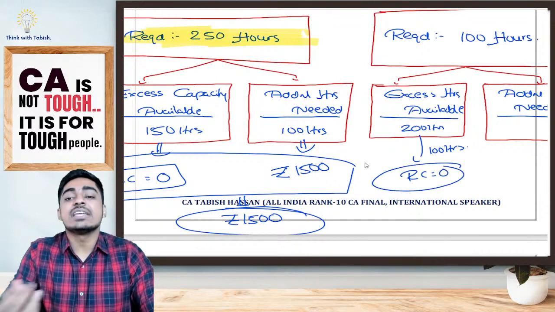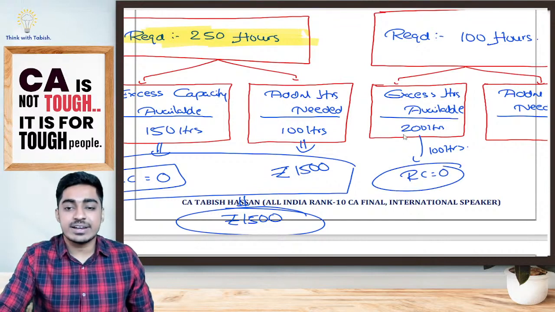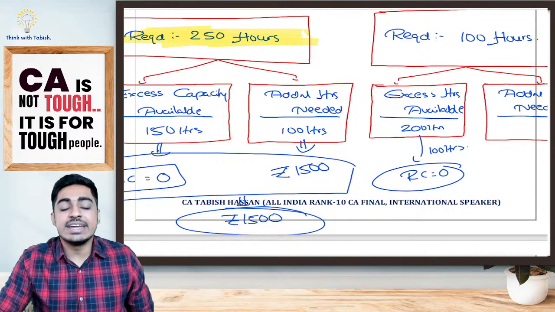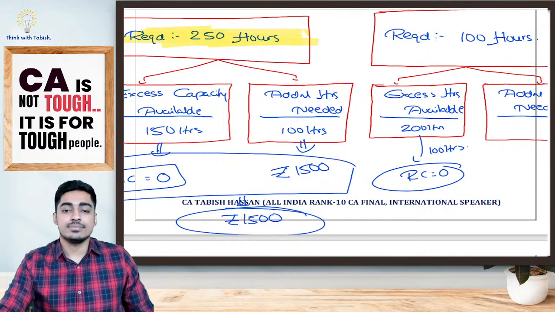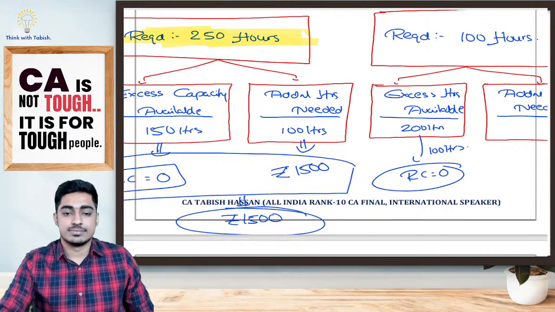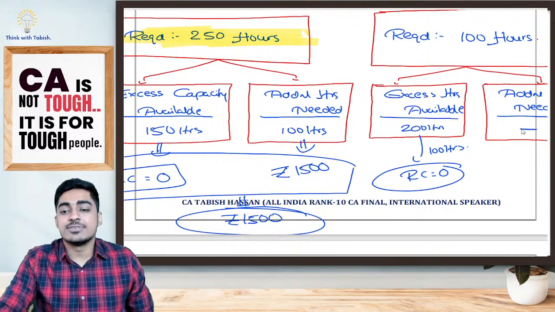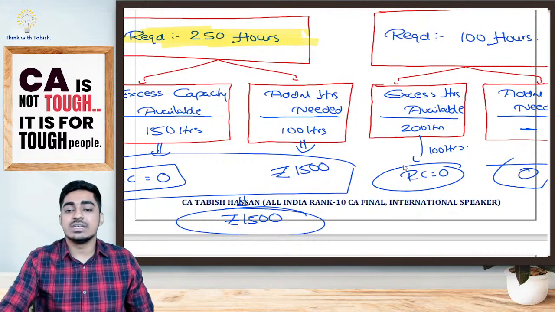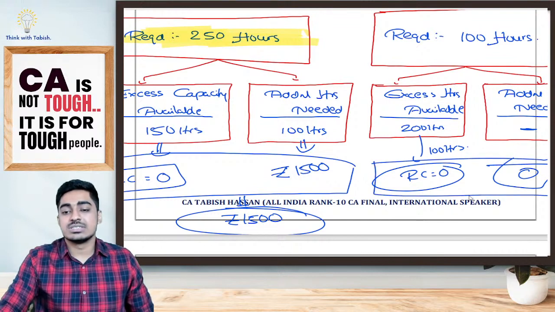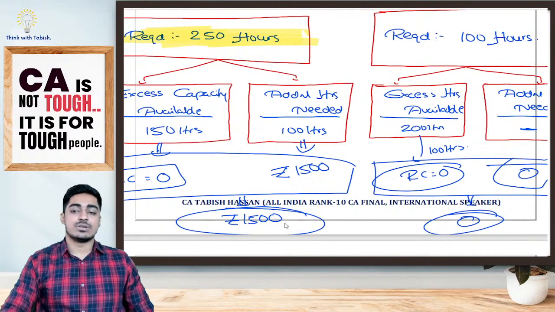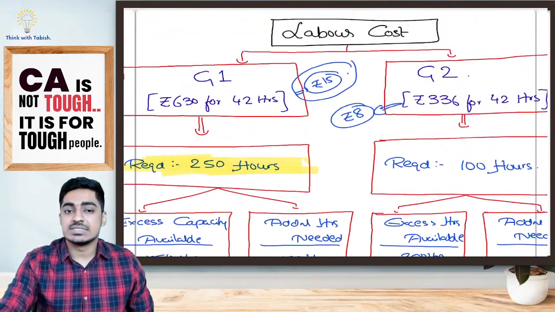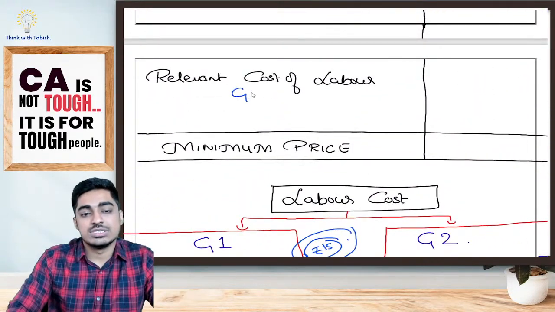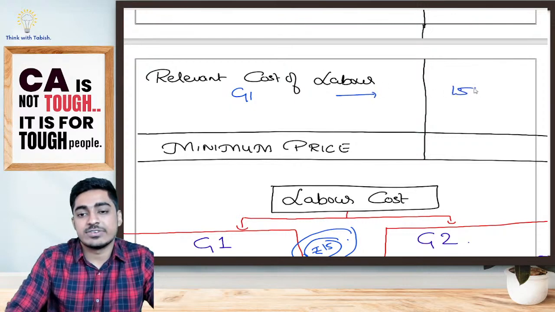So how many additional hours are required? Do we want any additional hours? No. Additional hours required is 0. So the additional cost we will be paying is 0. For G2 employees, the relevant cost is 0. So for labor cost, for G1 it is 1500. For G2, it is 0.